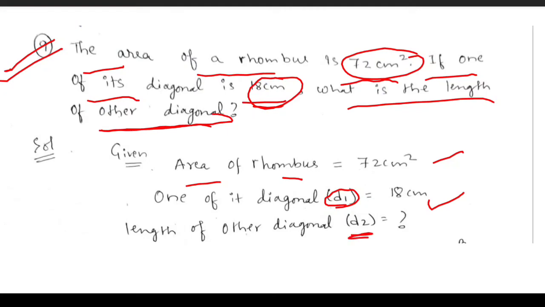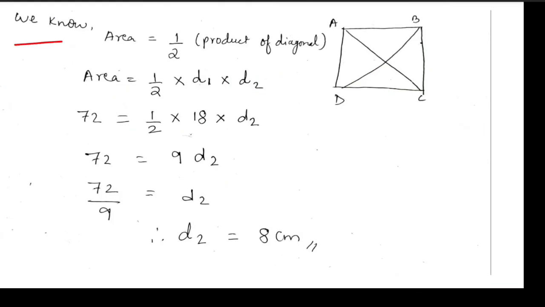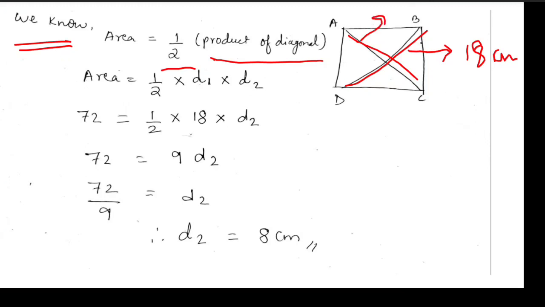So the next step will be, we know that area equals half into the product of diagonals, the formula which we have already discussed in the beginning of the video. So these are the diagonals of the rhombus. One of the diagonals is given, 18 centimeter, so you have to find the value of the other diagonal. Clear, students? So we know this formula, area equals 1 by 2 into the product of diagonals, that is area equals 1 by 2 into D1 into D2. Clear? We have been given the area in the question, that is 72 centimeter square. So 1 by 2 into D1, which is already given as 18, and D2 we need to find.